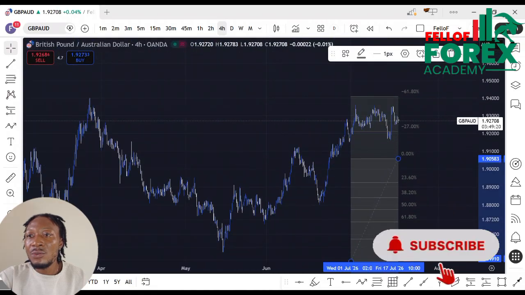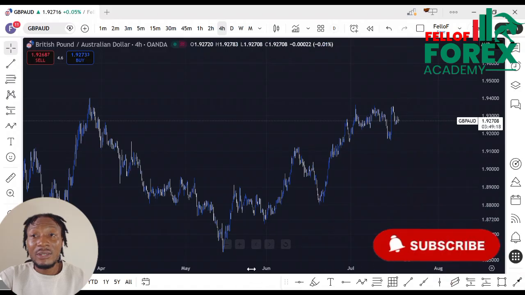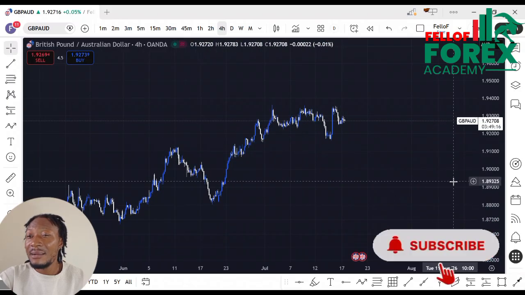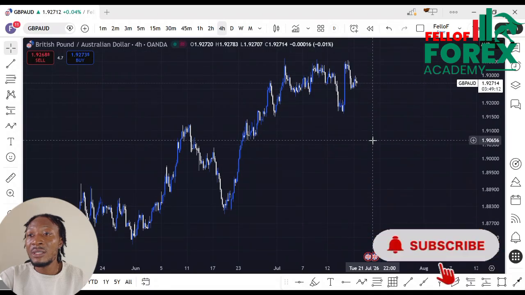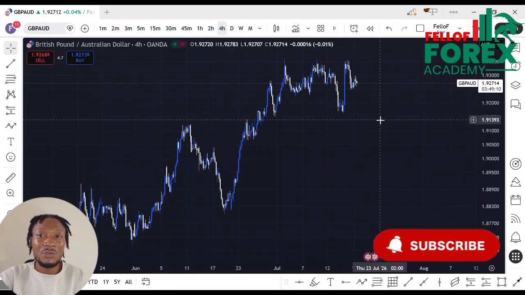We do it where we are. So look at this. This is a little uptrend. This is GBP AUD. I have not gone back in time. This is the current price chart. I'm doing this on the 16th of July 2026.